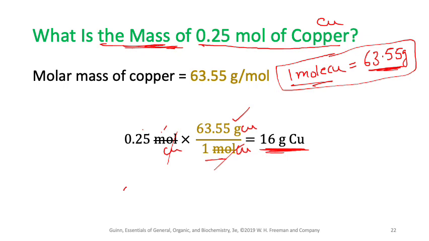And how many sig figs do we have? We have 2 sig figs in here, so your answer has to have 2 sig figs too. Right? So this is how you normally solve the problem from moles to mass in grams.